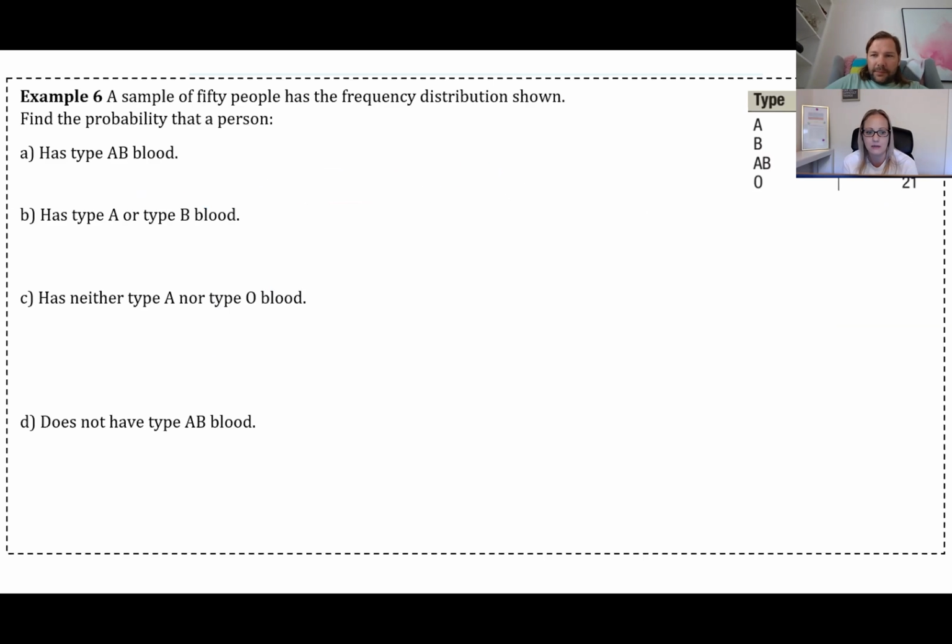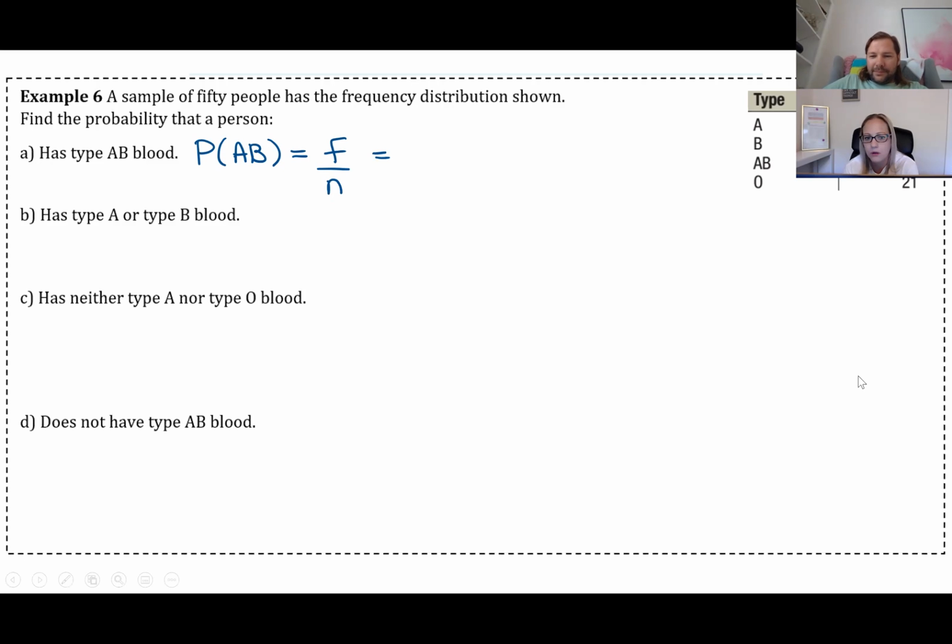But let's do some examples here. Example 6 says that a sample of 50 people has the frequency distribution shown. Find the probability that a person has type AB blood. So we want the probability of AB. That's going to be the frequency for the class of AB divided by the total frequency. Over in your table, the frequency for AB is 2. So 2 will be in the numerator.